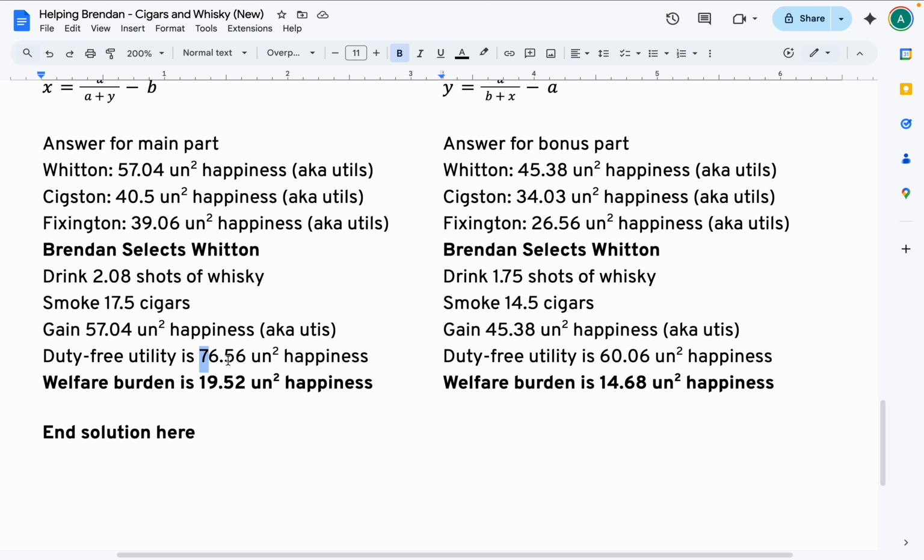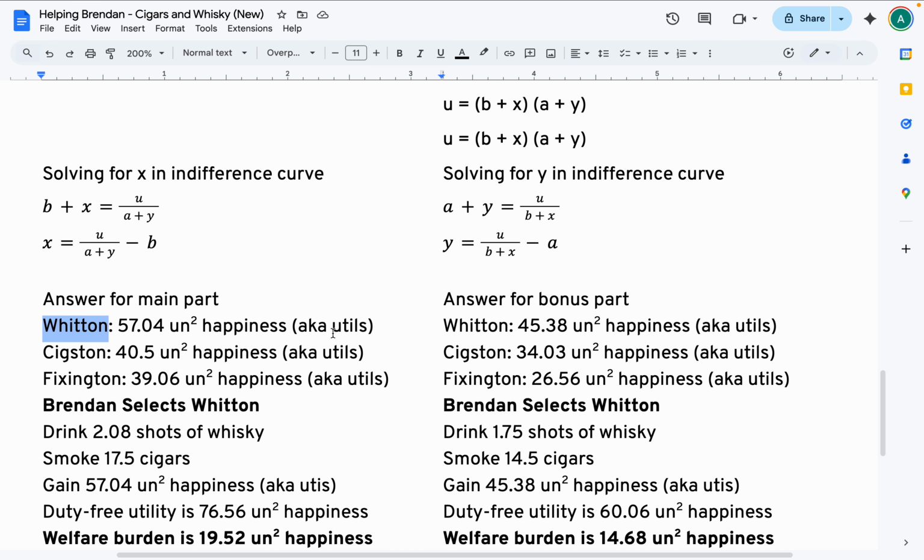But yeah, so that is the welfare burden. You just subtract from the duty-free utility the amount of utility he gets with the optimal city, their taxes. And then we find that the least possible taxes in the least damaging city is costing our boy Brendan 19.52 square units of happiness, aka utils. So that is the main part.